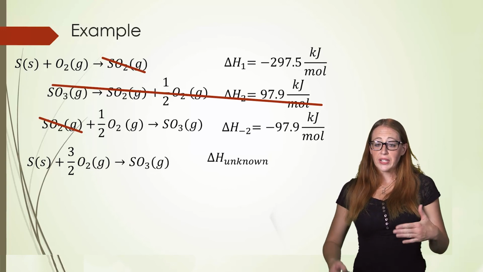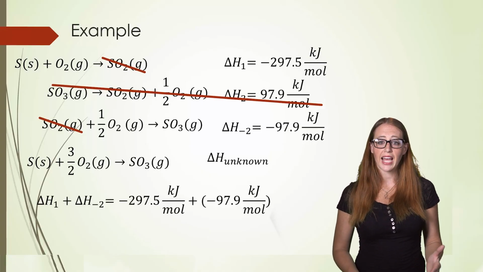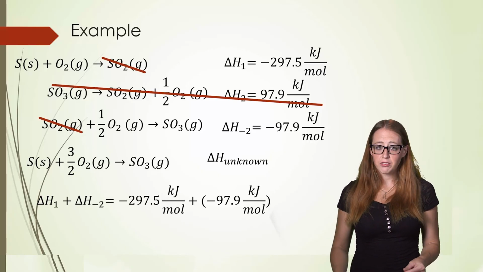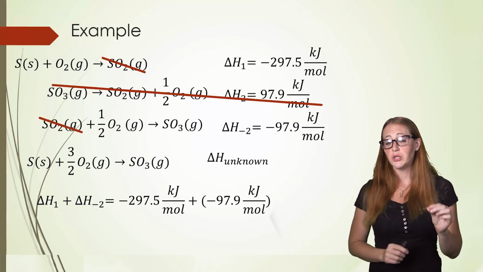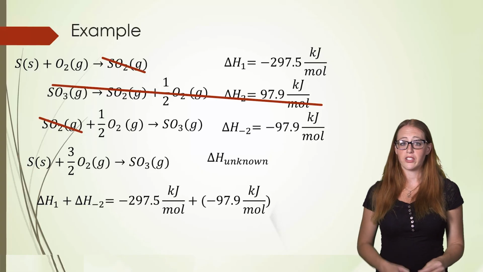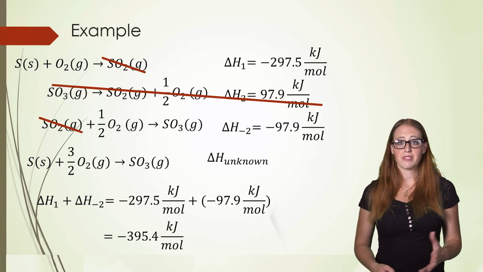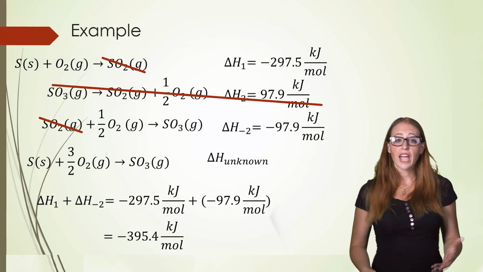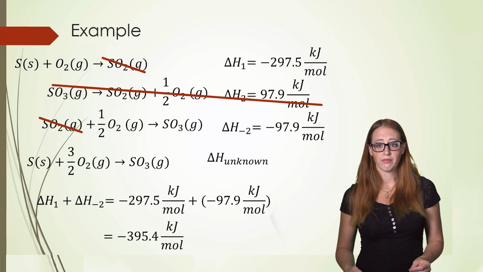Since our reactions are going to add to be our final, so will our enthalpies. So we can add up our enthalpies to get our final enthalpy. Just be careful that you add in your changed enthalpy, because here you did have to make that delta H a negative. So make sure when you add your enthalpies up, you keep that negative. Then it becomes a matter of typing it into your calculator, and you get negative 395.4 kilojoules per mole.